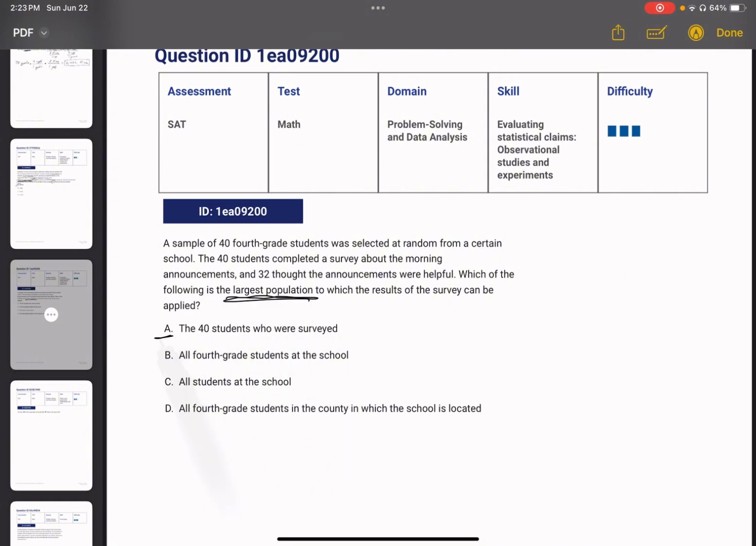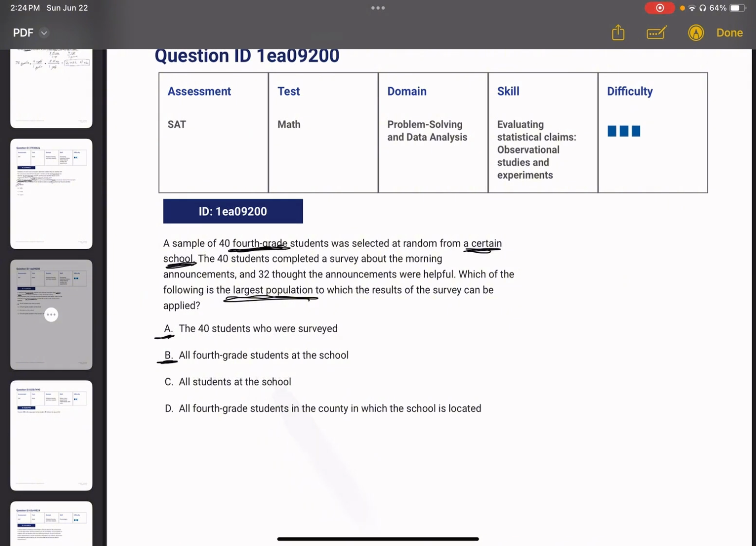So for now, that is correct. All fourth grade students at the school. Well, since it's a survey of only fourth grade students from that same certain school, the results of the survey can be applied generally to all fourth graders at the school based off of our sample population.